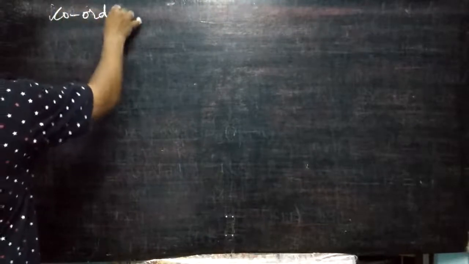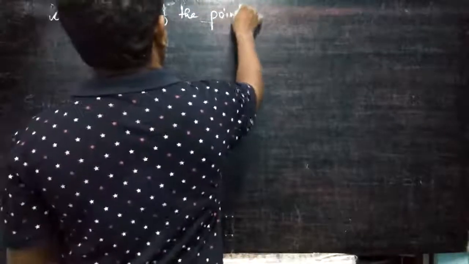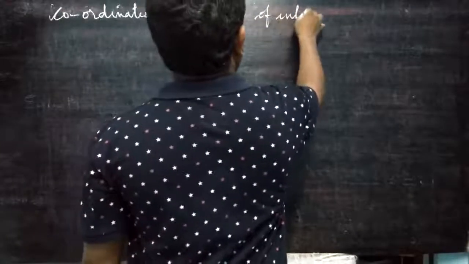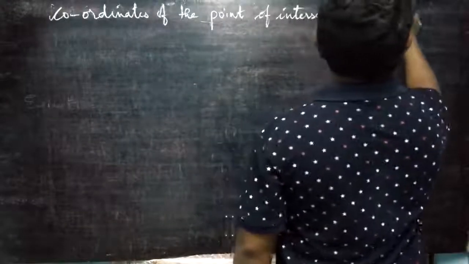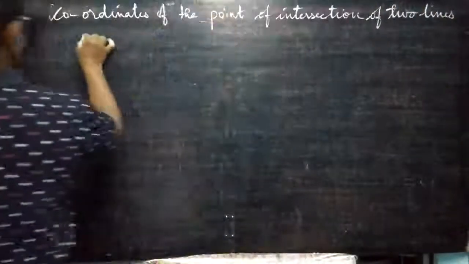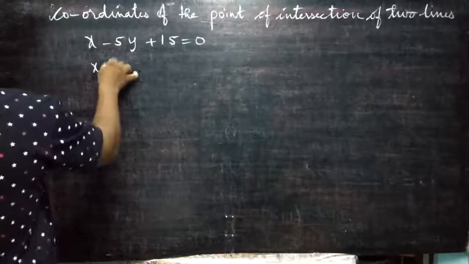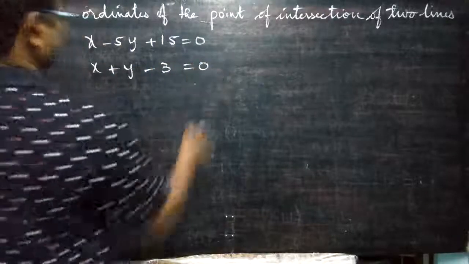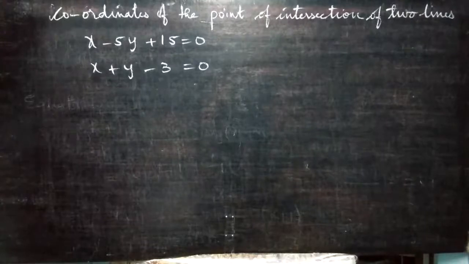They are asking to find the coordinates of the point of intersection of two lines. What are those two lines? x minus 5y plus 15 is equal to 0, and x plus y minus 3 is equal to 0. These are the two lines they have given for us. Now they are asking to find the point of intersection. We are going to find it.